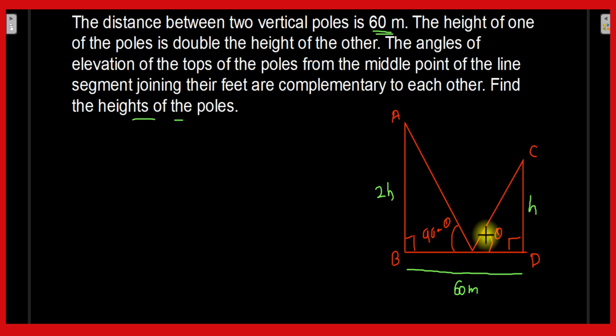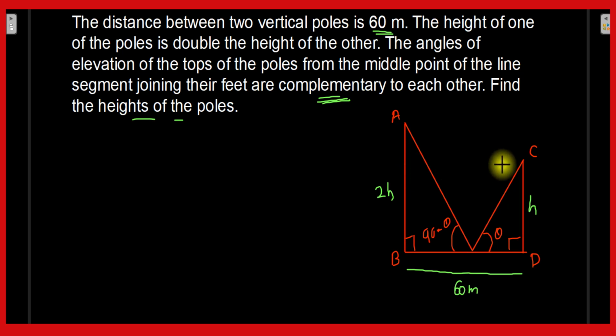So here if this angle is theta, then the other angle will be 90 minus theta, since it is given that the angles of elevation are complementary to each other. And you have to find the heights of the poles. It means first you have to find the value of h, and automatically double of that you will get the value of the other pole also.